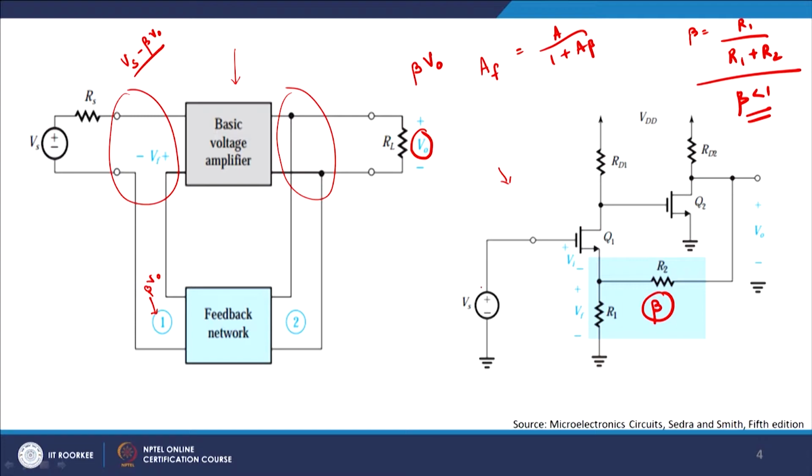Now, if you see very carefully, this is the source voltage which you are giving. The input voltage which appears between the gate and source of Q1 is referred to as Vi. So, this is my input voltage Vi, and this gives you a current ID which flows through this point.